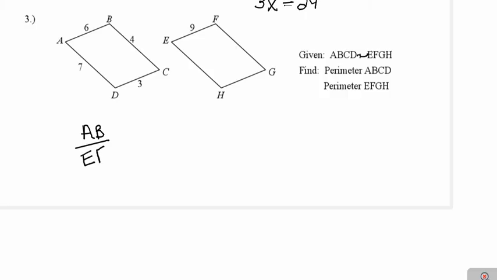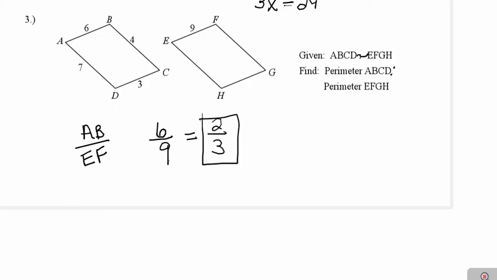And right away, if I think back to that theorem we just talked about, we know that the ratio of their perimeters is going to be equal to the ratio of any pair of corresponding sides. And right away, looking at my diagram, I know what AB and EF are. So I know the ratio of their perimeters would be equal to 6 over 9, and then I can reduce that even further by dividing both of them by 3. So the ratio of their perimeters is 2 to 3.